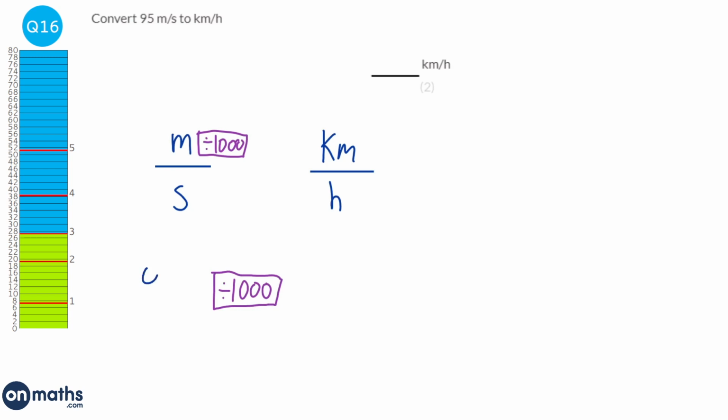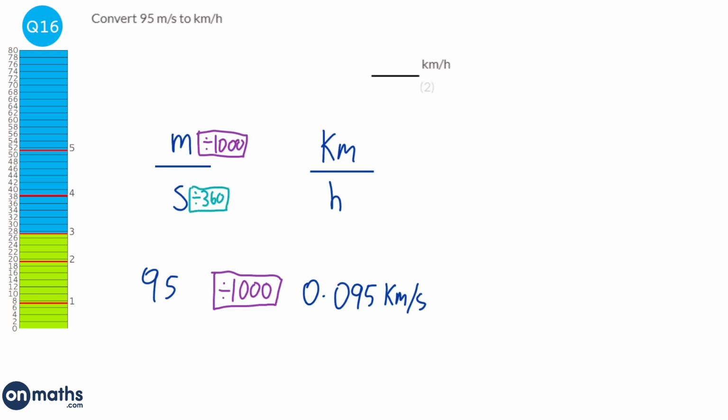So we've got 95, and we're going to divide the whole thing by 1,000, so we get 0.095, and that's going to be kilometres per second, because we haven't dealt with the seconds yet. So that's the easy part. The more difficult part is converting the seconds to hours. So to convert seconds to hours, we divide by 60 and then divide by 60. So we divide it by 3600.